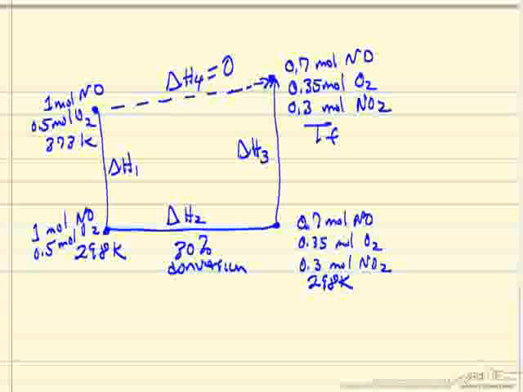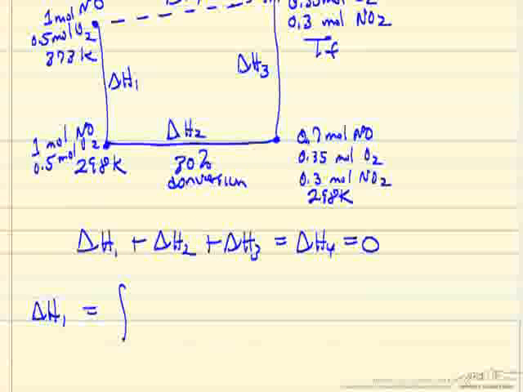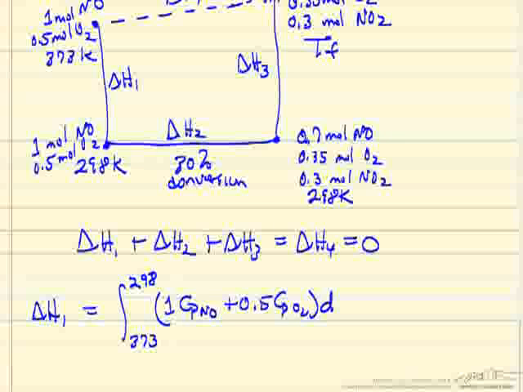Delta H4 is equal to 0 because it's adiabatic. And so the state function says delta H1 plus delta H2 plus delta H3 equals delta H4, which is equal to 0. So let's look at delta H1. We're going to look at the heat capacities and the temperature change. We start at 373 and cool down to 298. We have 1 mole times the heat capacity of NO plus a half mole times the heat capacity of O2, and integrating that gives us the enthalpy change going from 373 to 298.